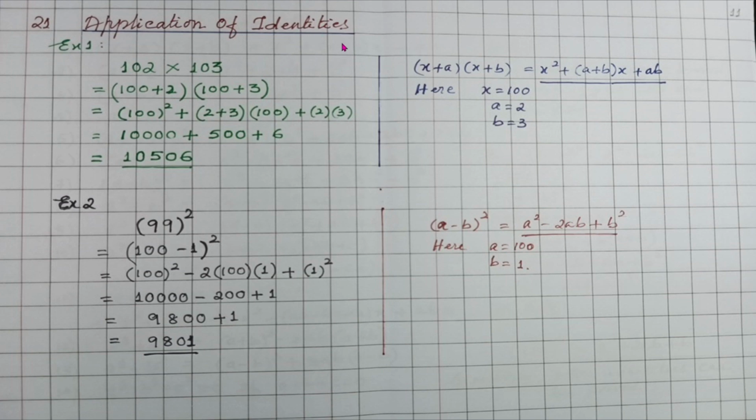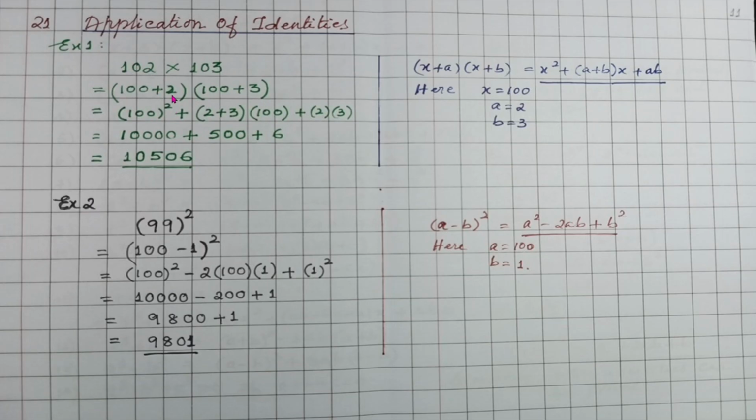We can use the identities for solving examples. Now let us take, for example, we want to multiply 102 into 103. We can multiply them directly. We can take the product of them. But here we want to apply algebraic identities. So let us see how to apply.